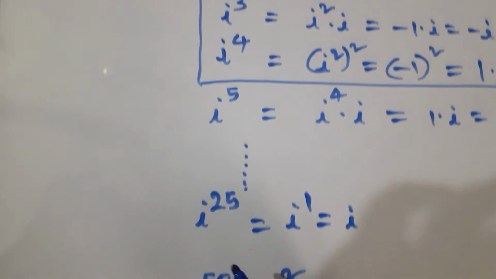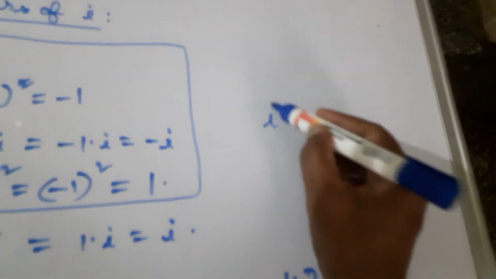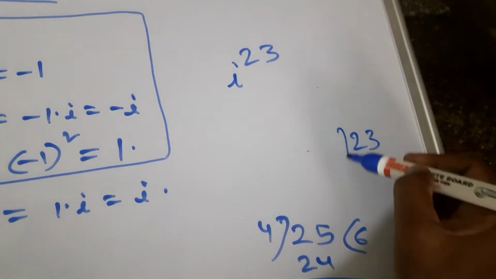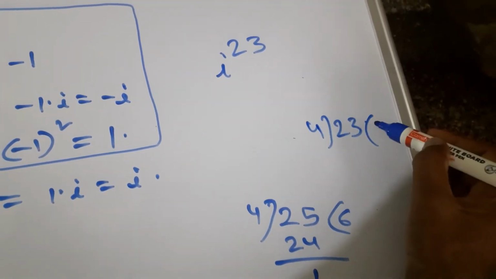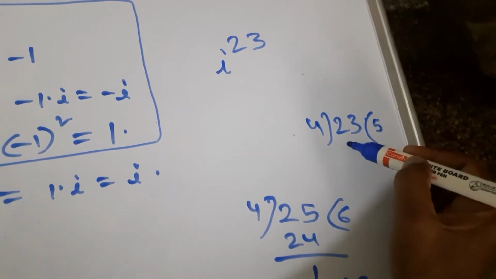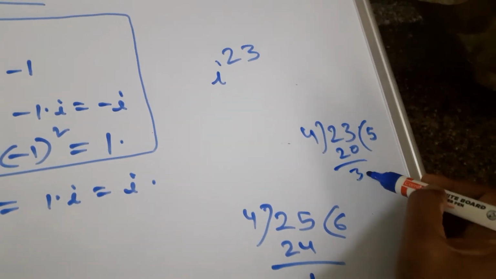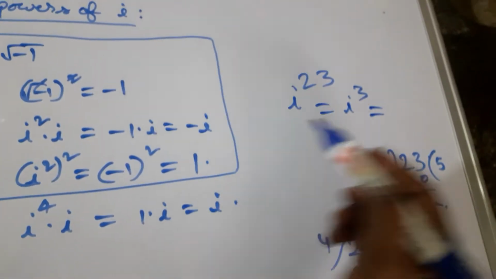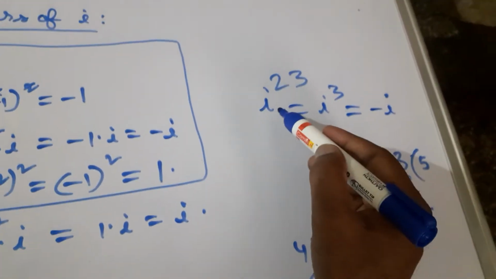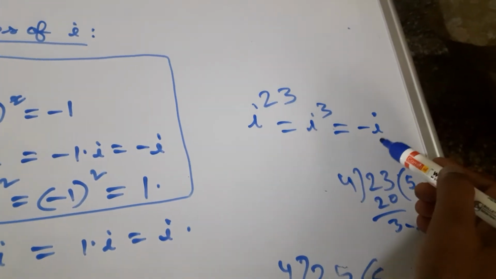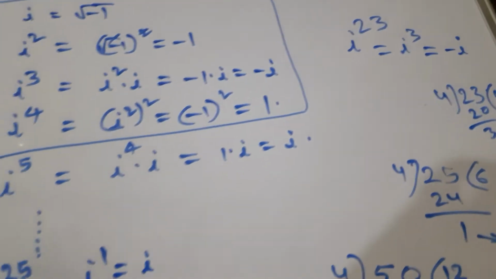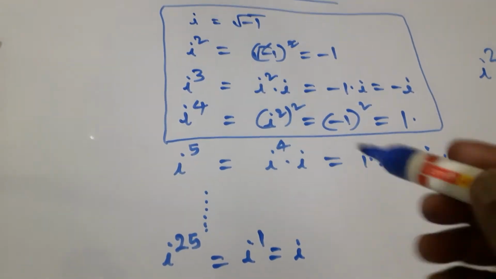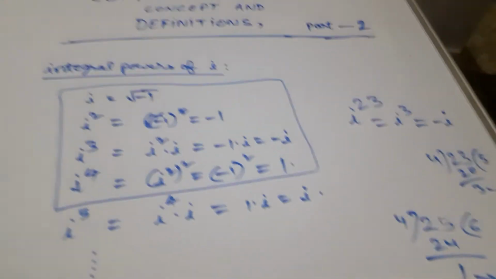So in the same way, how to calculate i power 23? This 23 dividing with 4. 4 5s 20. What is the remainder? Remainder is 3. So answer is here i cube only. i cube value minus i. So here we are getting minus i. What is the value of i power 23? i power 23 is minus i. In this same way we can calculate higher powers of i. So we can calculate in this way any integral power of i using this trick.